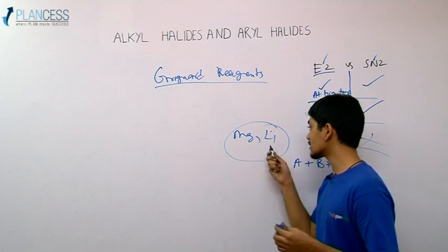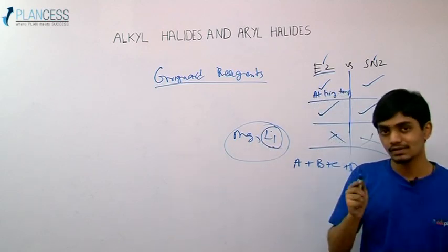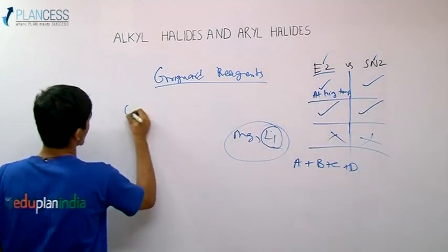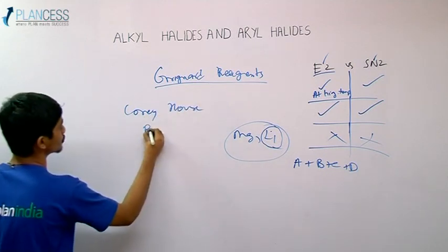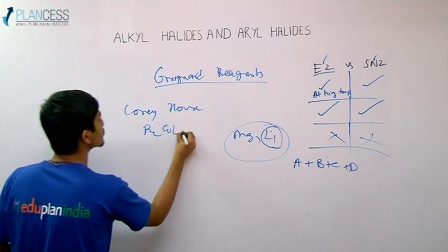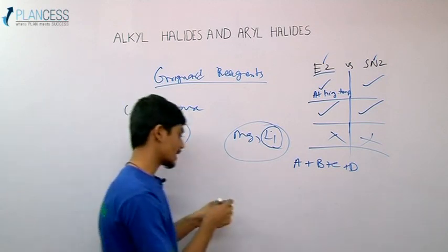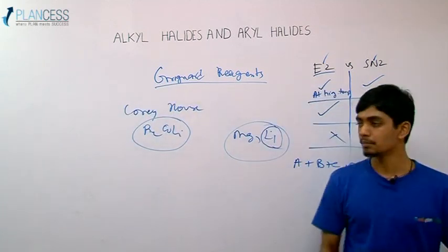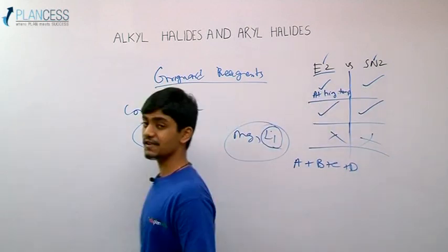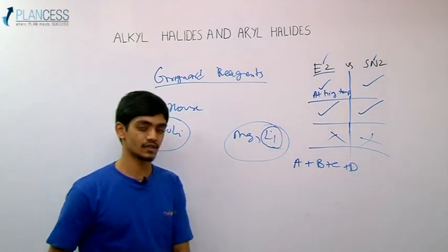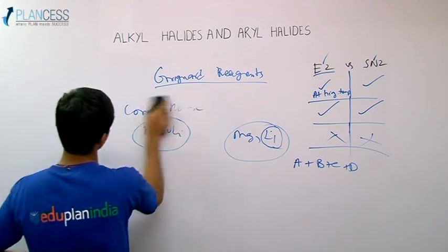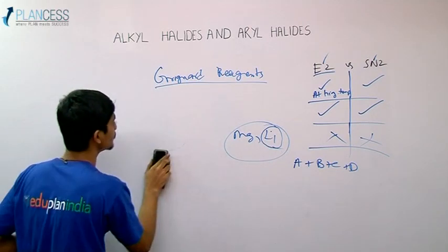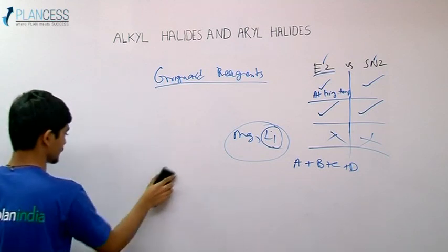Now this lithium reagent we have seen once in Corey-House synthesis. What is this Corey-House synthesis? We have R2CuLi, and this is used in the preparation of alkanes and is a very important reaction, because it gives almost 75% yield of the alkanes, which is a very good yield in organic chemistry. Generally 40% itself is considered a very good yield, but 75% is huge.